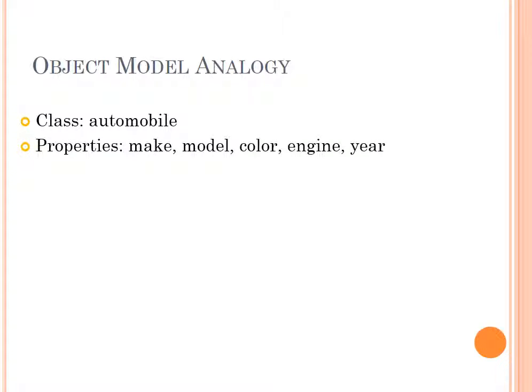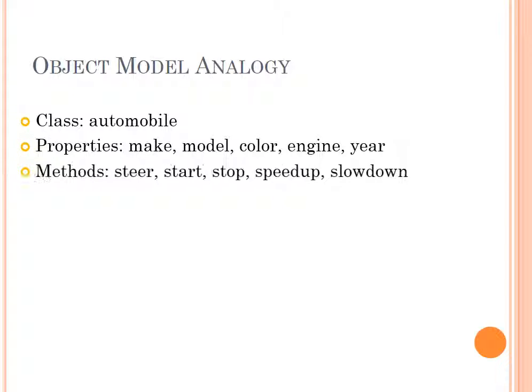So, for example, I know that it's going to have an engine. I know that it has a make, it has a model number, it has a color, it has a year, it has a height, it has a weight, it has a length, it has a width. How do I know that? All cars have those properties. What are some of the methods of a car? Well, remember, methods are verbs. Steer, start, stop, speed up, slow down. Notice again action words, verbs.